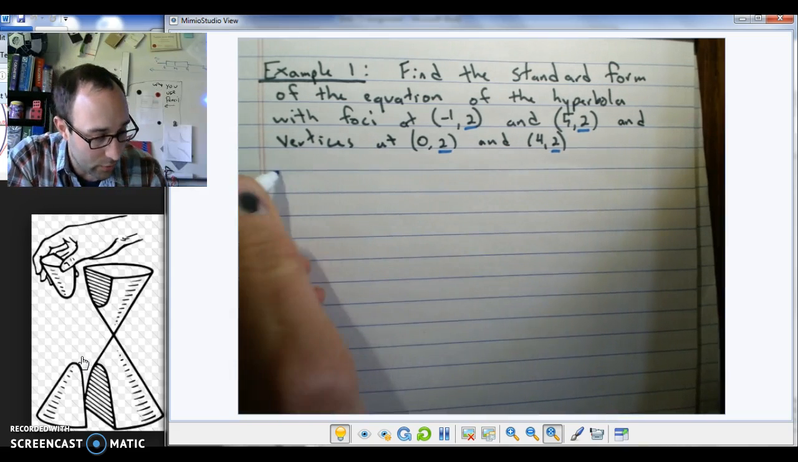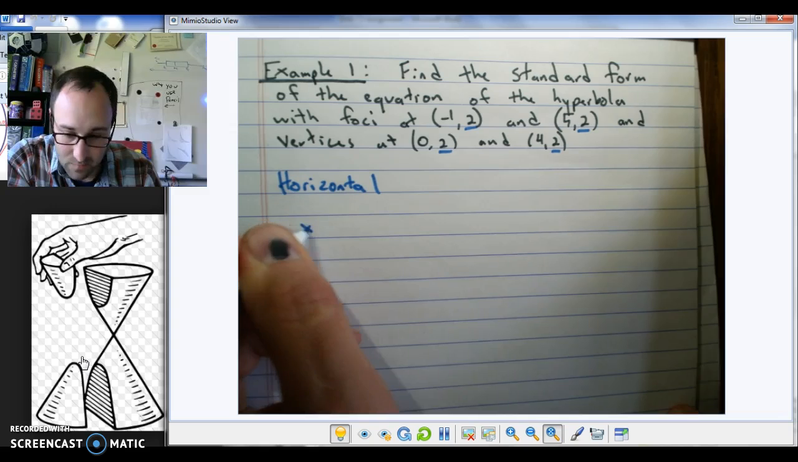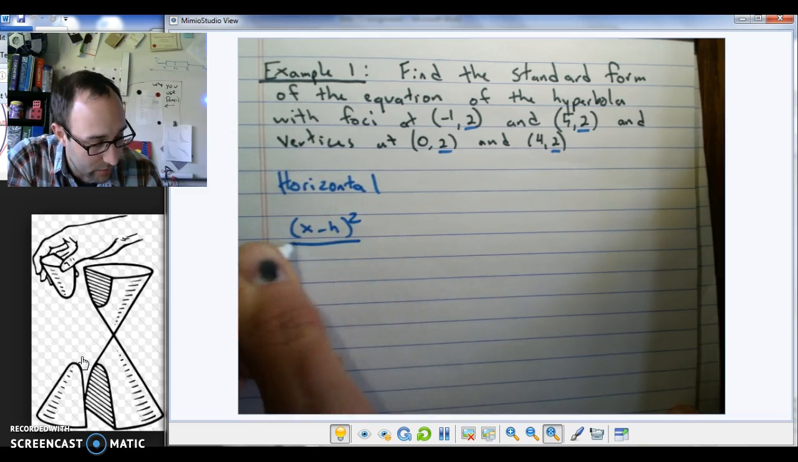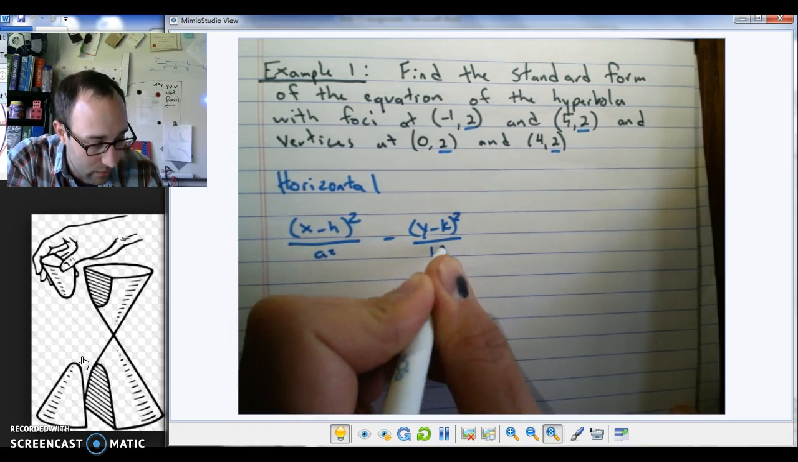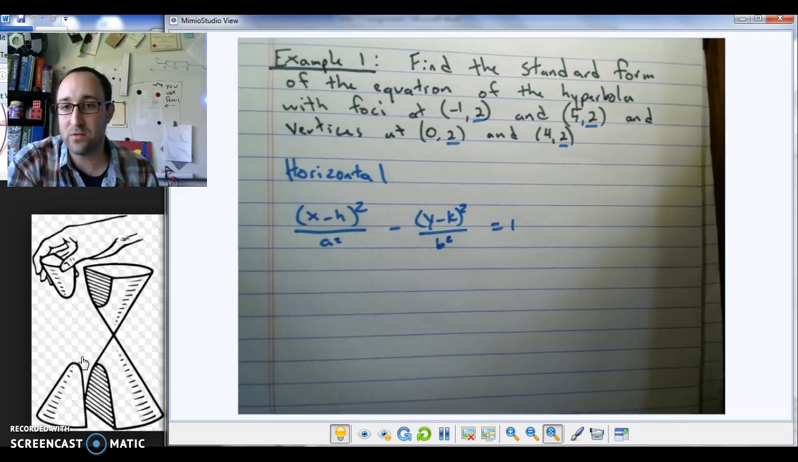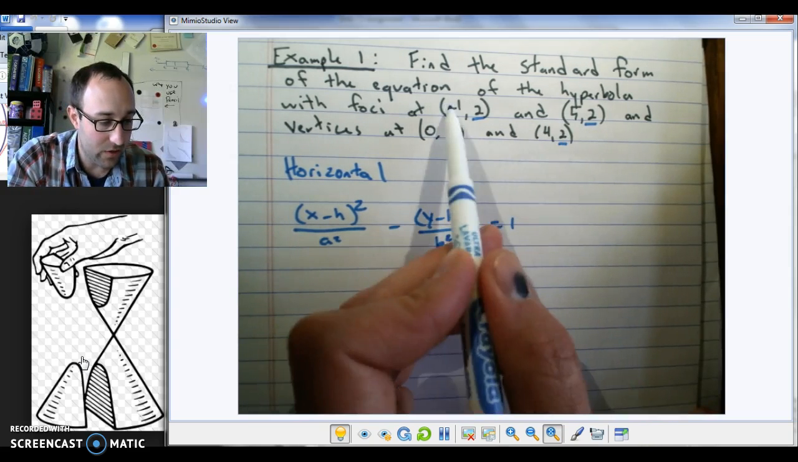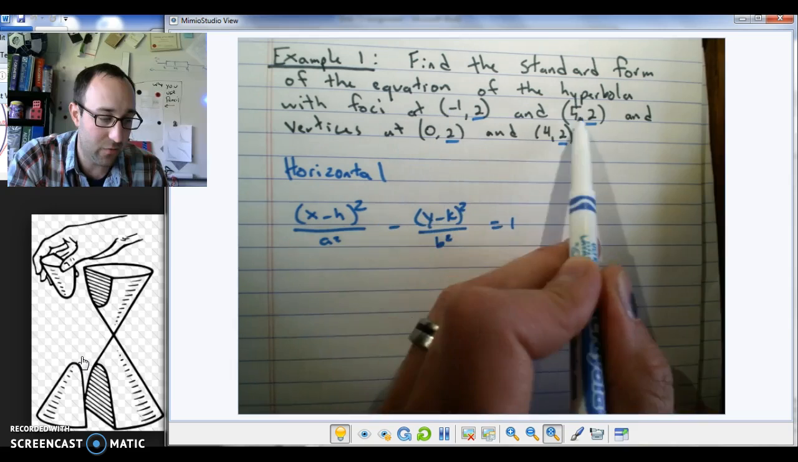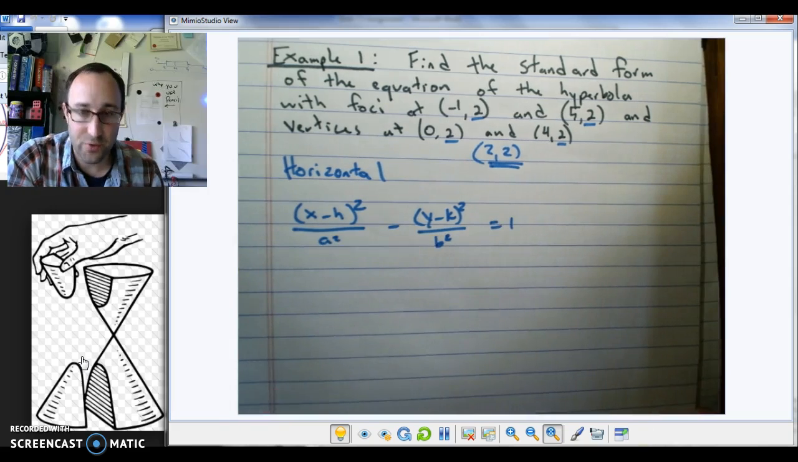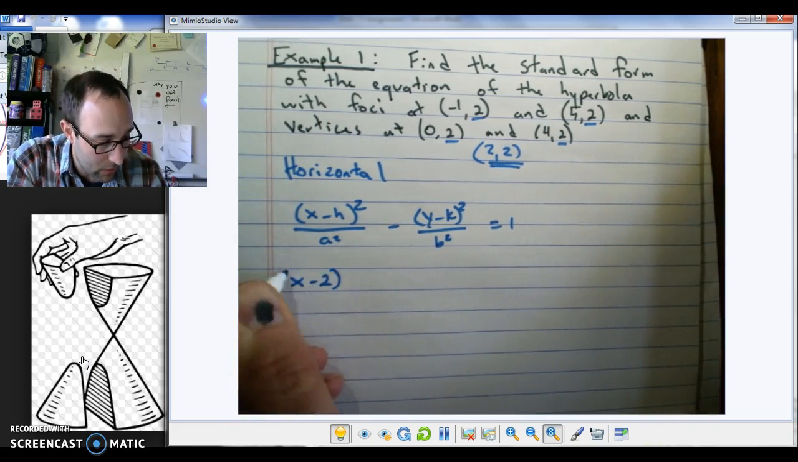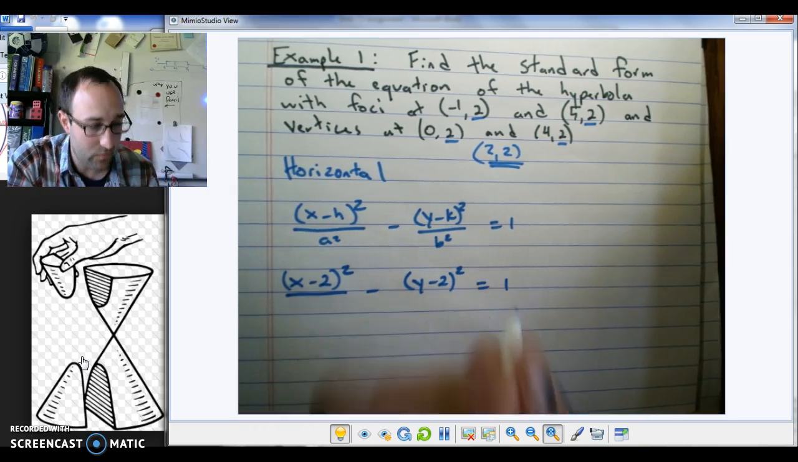So that means I know my equation is going to be (x minus h) squared all over a squared minus (y minus k) squared over b squared equals 1. Now all I really have to do is figure out what everything is. I can probably find out my center from either one of these. What's halfway between 0 and 4, or halfway between -1 and 5? That would be 2. And halfway between the 2's is 2. So I know my center is at (2, 2). So I'm going to say (x minus 2) squared minus (y minus 2) squared equals 1.